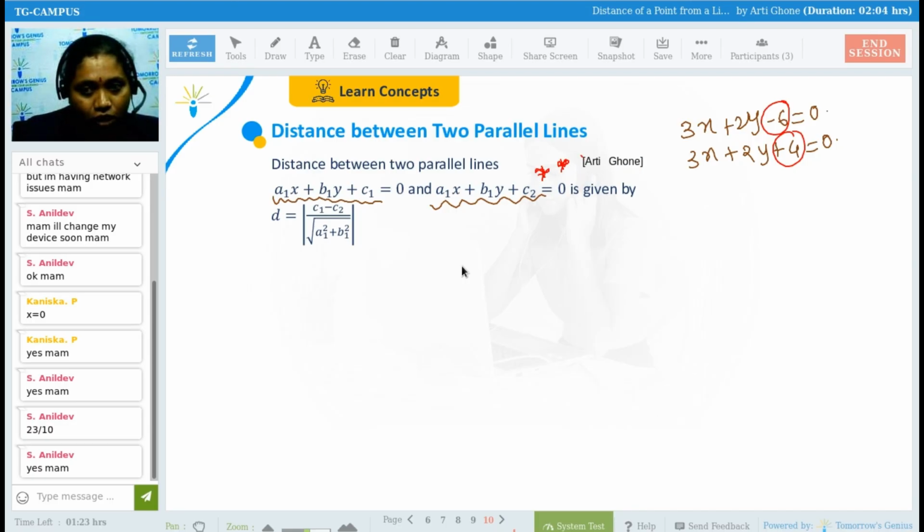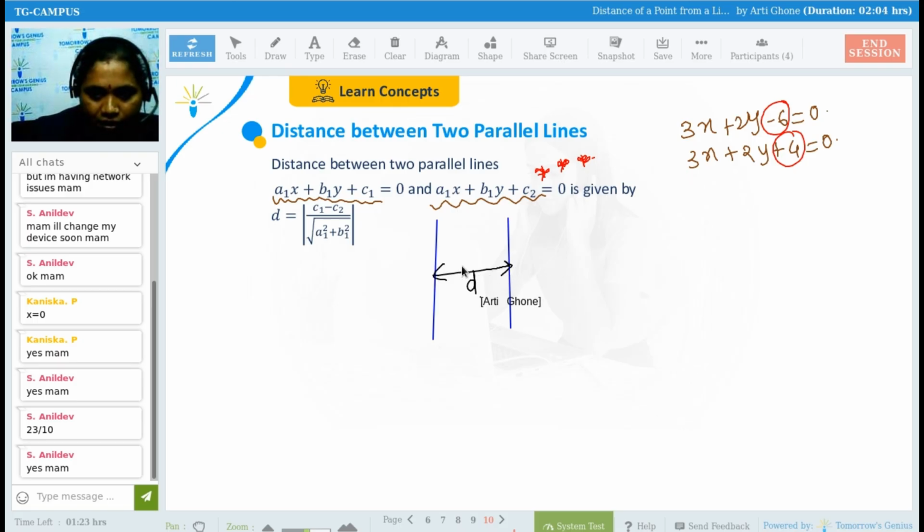Highlight this pattern, because in JEE it is nowhere mentioned in the question that they are parallel lines. But with the equation of the line, you are supposed to observe and conclude that they are parallel lines. Clear? Now, what will be the distance? Simply mod of C1 minus C2 upon root of A square plus B square. Clear? If I have two parallel lines, then this distance is D. Clear? No doubt? Okay. Should I proceed?